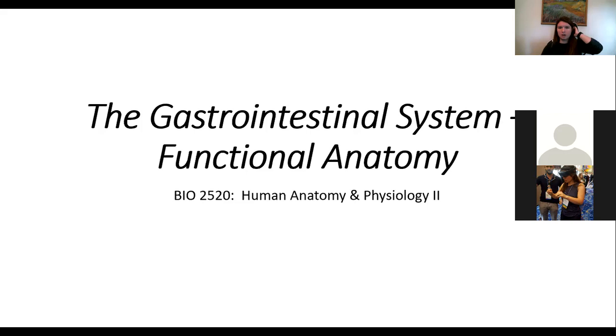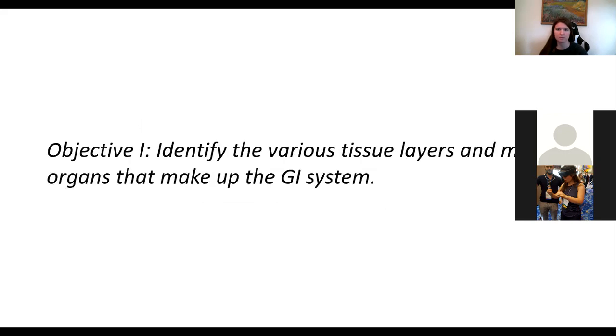Okay, cool. Okay, so we're talking about the gastrointestinal system. So what we're really talking about is how food gets digested and those nutrients get absorbed into your bloodstream so your body can use them. What we're going to talk about first are the different tissue layers that we see in the different parts of the GI system. And we're going to talk about the major organs that contribute to the GI system. From an organ level, you should already be familiar with most of these.